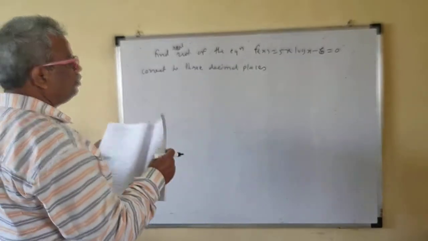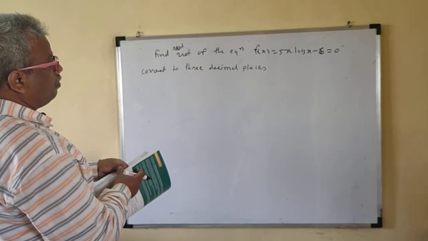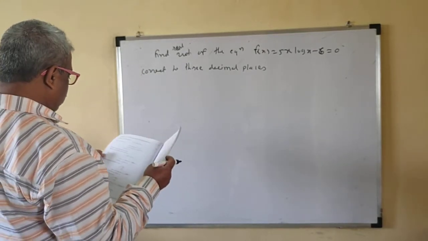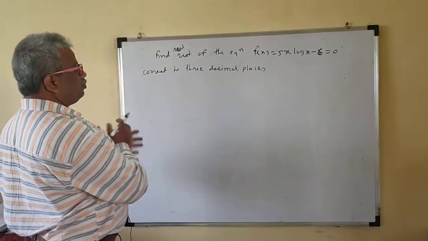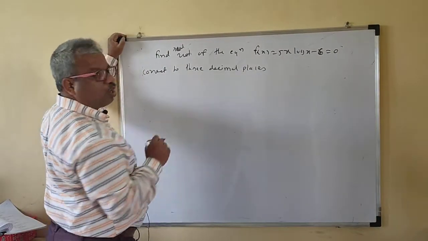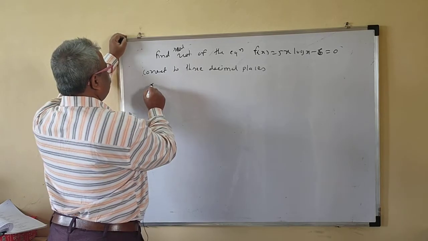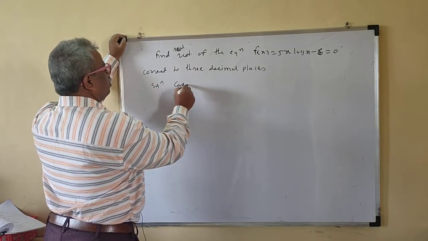Now here we have to find f of 0, f of 1, f of 2, f of 3. So what we'll do? We'll find f of 0, because log 0 does not exist. So, solution.